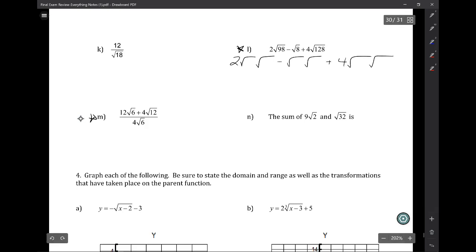I'm going to have to get my perfect square list back out and see what the largest perfect square is that goes into all these numbers. So 98: the largest perfect square is 49 times 2. 8 is easy, that's just 4 times 2. Remember, you always put the perfect square on the left.